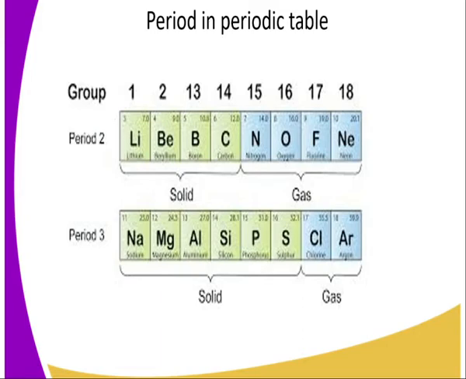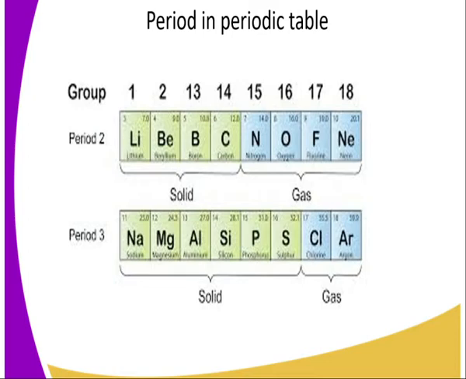So period in a periodic table. A period basically refers to the number of occupied energy levels. So if we have 3 occupied energy levels, that gives us period 3. If we have 1 occupied energy level, that is period 1.